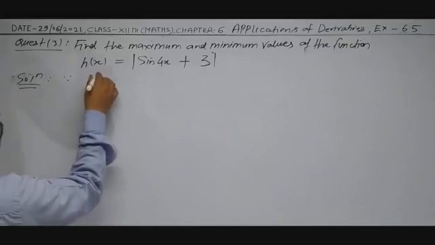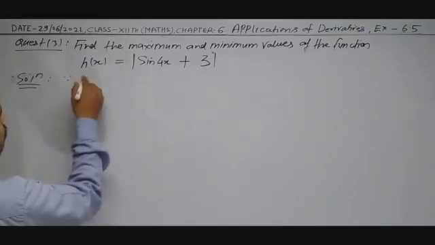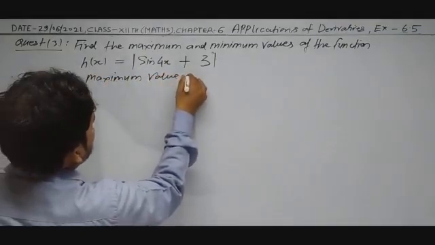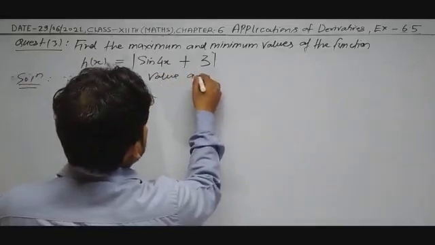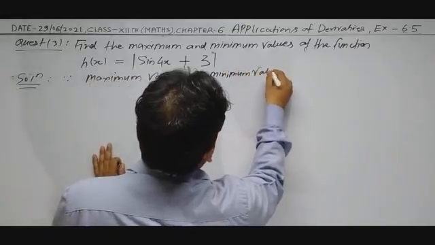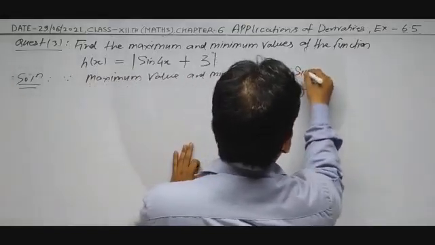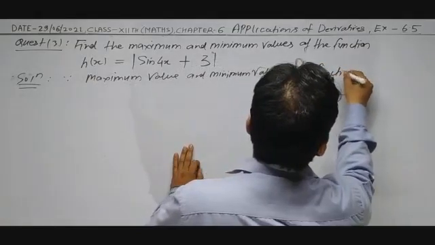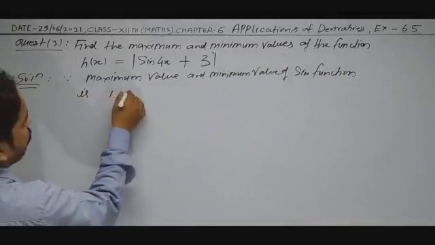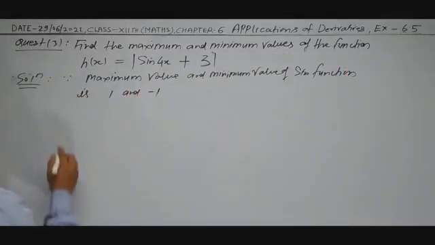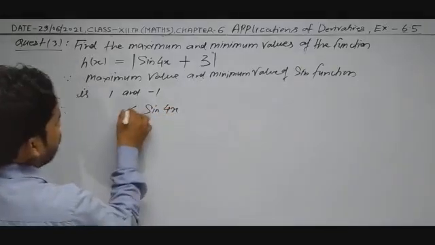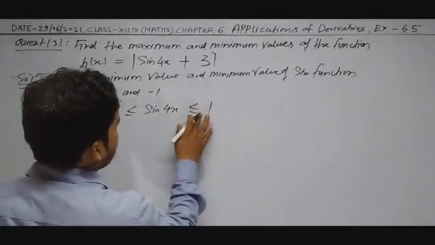since the maximum value and the minimum value of the sine function is 1 and minus 1, therefore sin 4x is greater than or equal to minus 1 and less than or equal to 1.